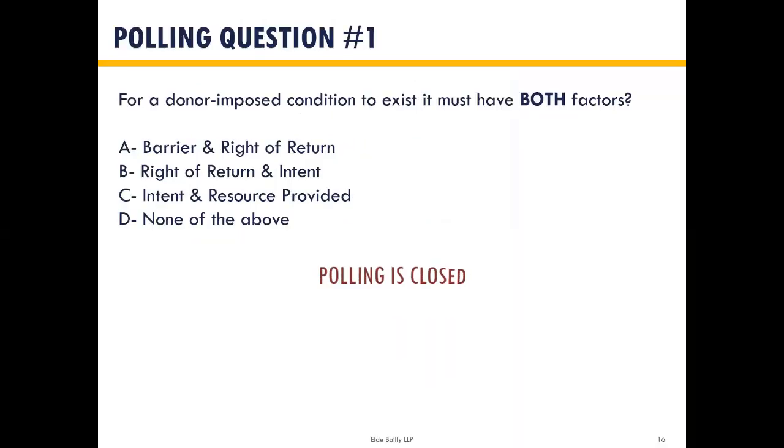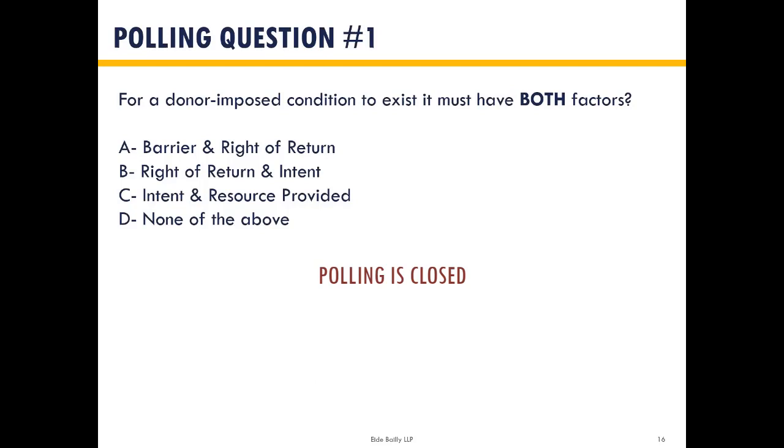And with that, we have our first polling question. For a donor imposed condition to exist, it must have both factors. All right, so that is correct: A, you need to have both a barrier and a right of return.